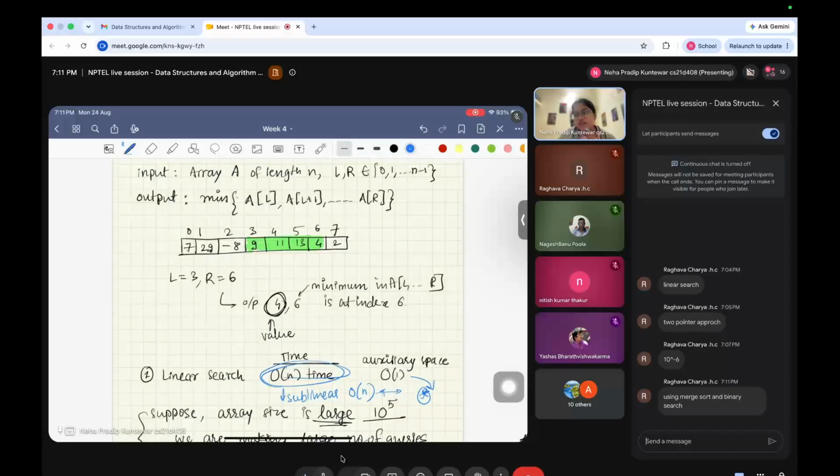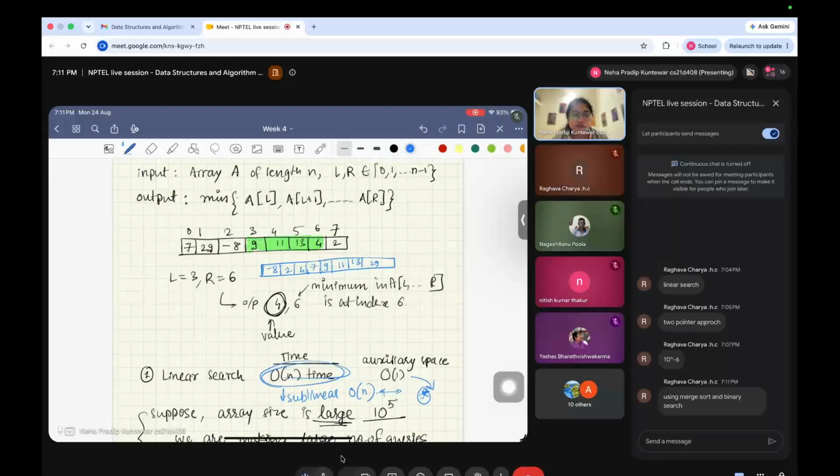Merge sort and binary search. So what do you mean by merge sort? Because if you use a sorting algorithm, notice that if I do a sorting here, then what would happen is you get minus 2, 2, 4, 7, 9, 11, 13, and 29. I hope I'm not missing anything.